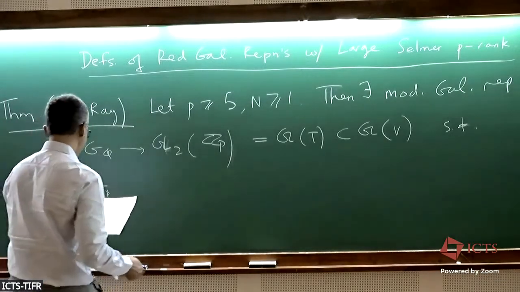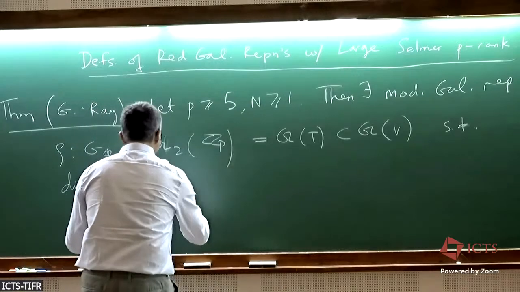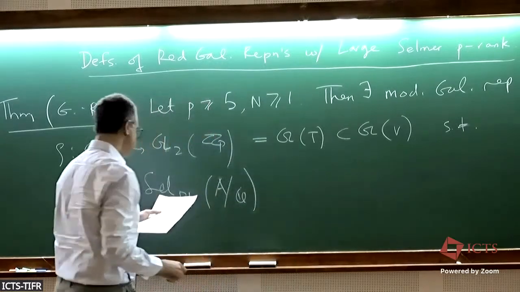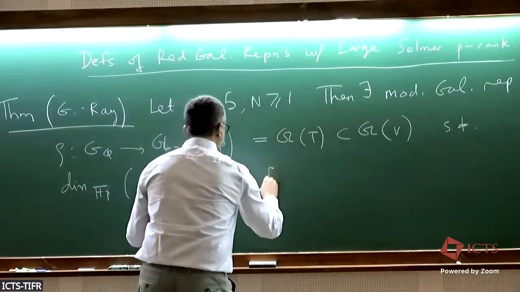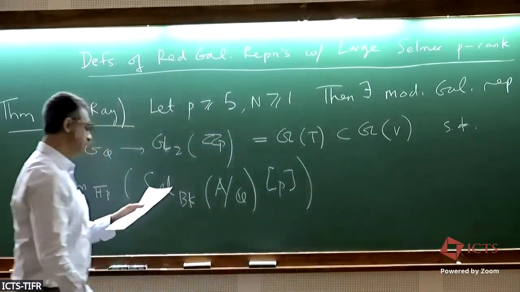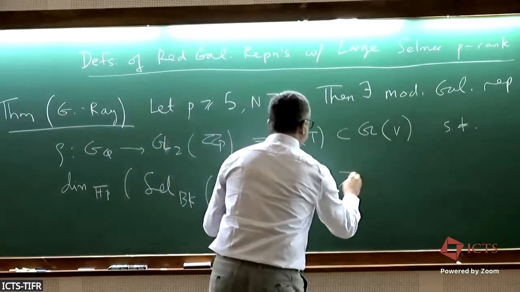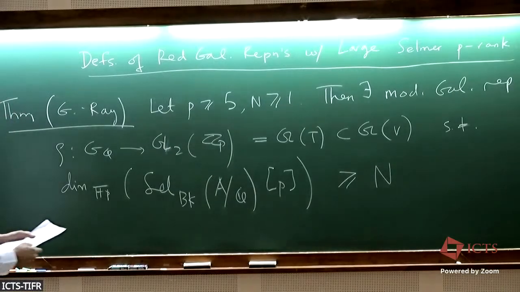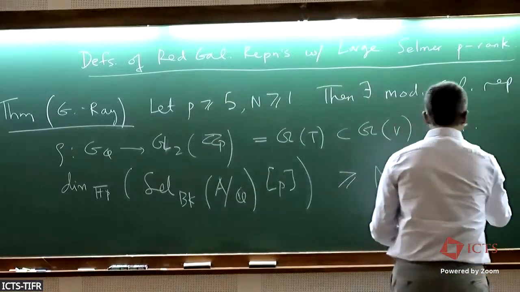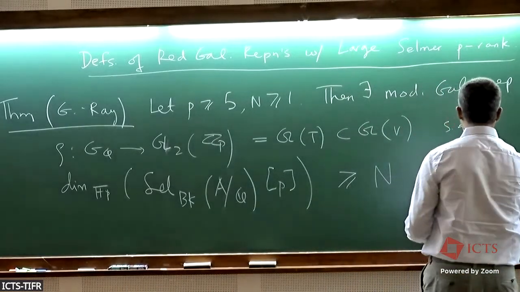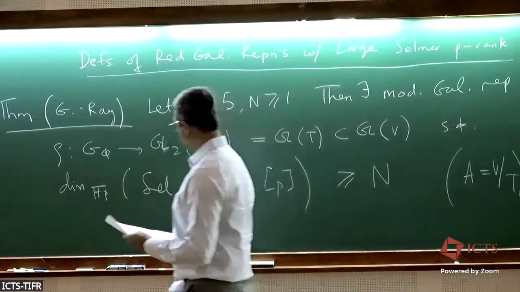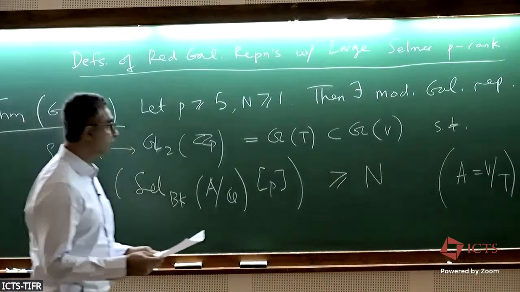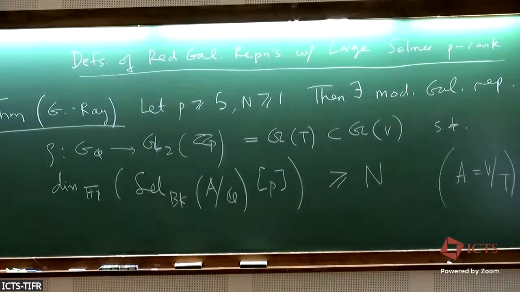So the dimension of F_p of the Selmer group, this Bloch-Kato Selmer group, which I think has shown up many times, but I think there are some students around, so maybe one should define it. So the p-torsion in the Bloch-Kato Selmer group for A, where A is the usual notation for V mod T. The dimension of F_p is greater than or equal to n. You can make it as large as you want by picking rho suitably. A, of course, depends on rho.